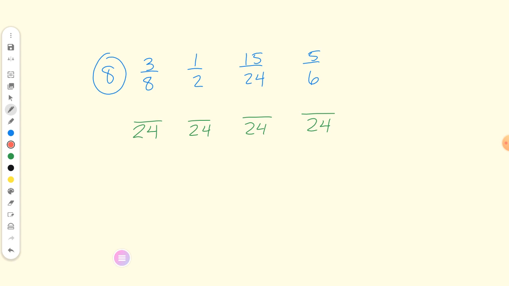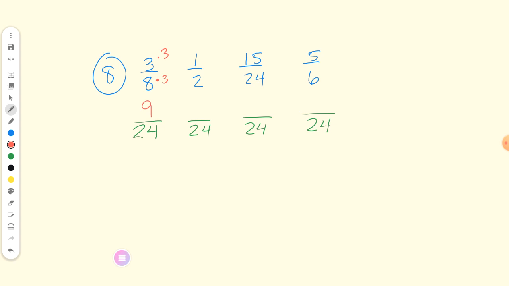Multiply it by 3. So I'm going to show that I'm going to take this times 3. When I am creating equivalent fractions, if I multiply the denominator by 3, what else do I need to do, Jalen? Multiply the top by 3. What's 3 times 3, Jalen? 9. So 3 eighths and 9 24ths.